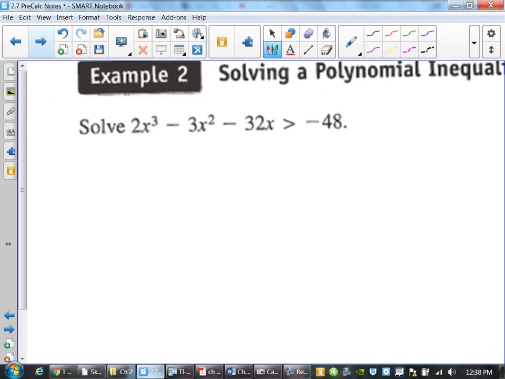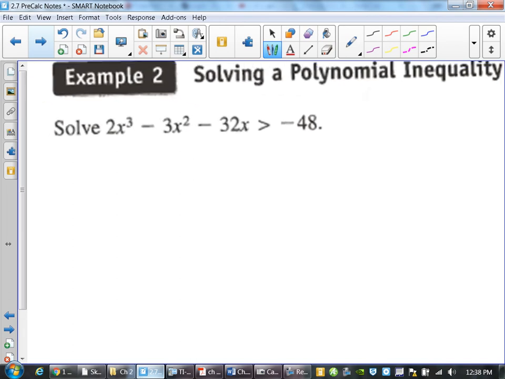Now the numbers in front of them. Okay? Let's look at it in terms of a cubic. Oh man, what is this? This is a lot of work. 2x cubed minus 3x squared minus 32x is greater than negative 48.